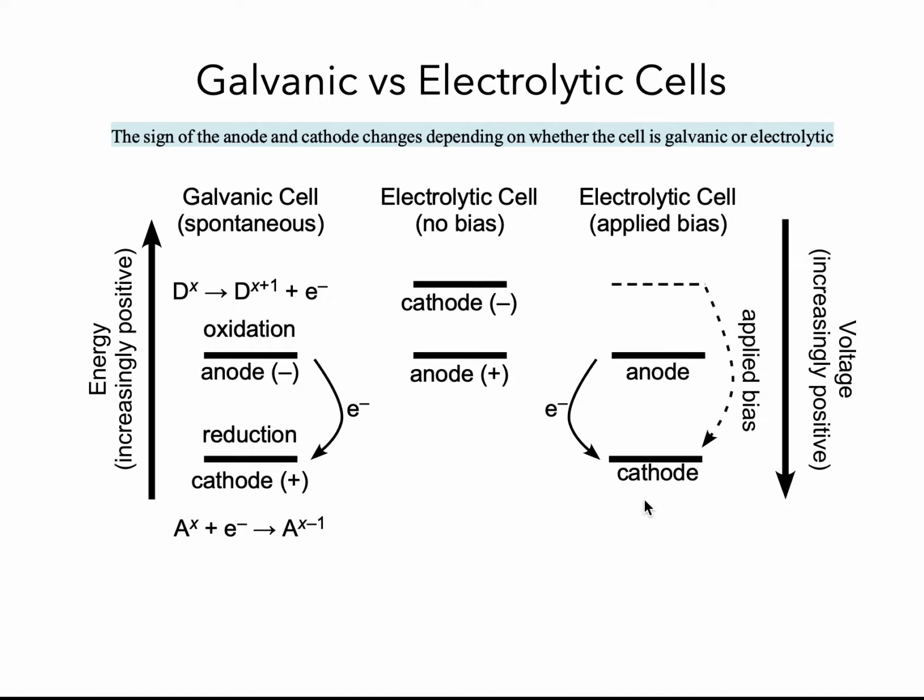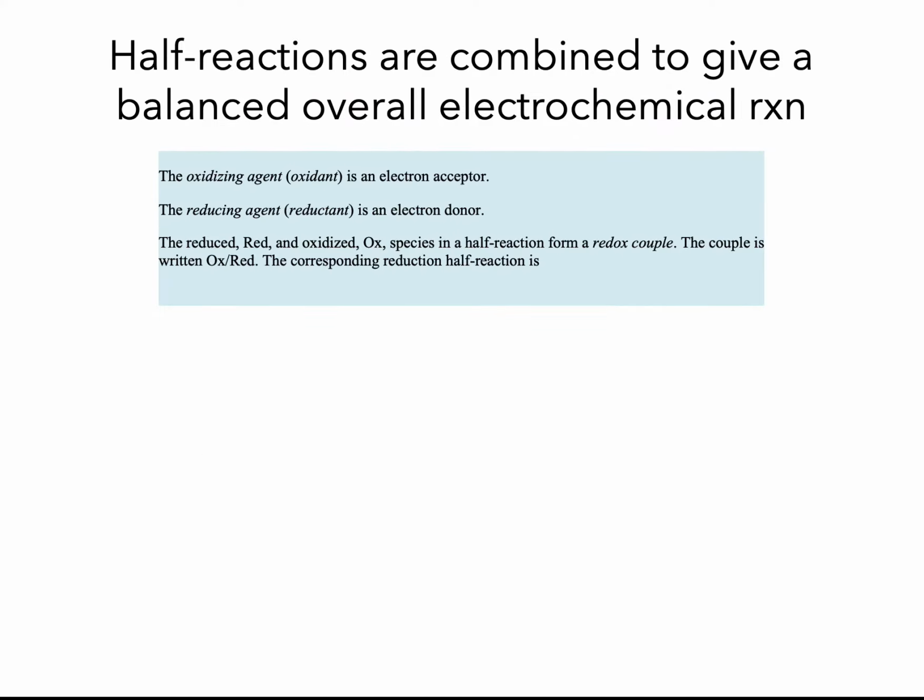In a galvanic cell, the spontaneous reaction occurs and the potentiostat just measures the voltage and current. In an electrolytic cell, the potentiostat applies a bias to the electrodes and forces the electrochemical reaction to run in a particular direction. A redox reaction is formed by combining two half reactions.